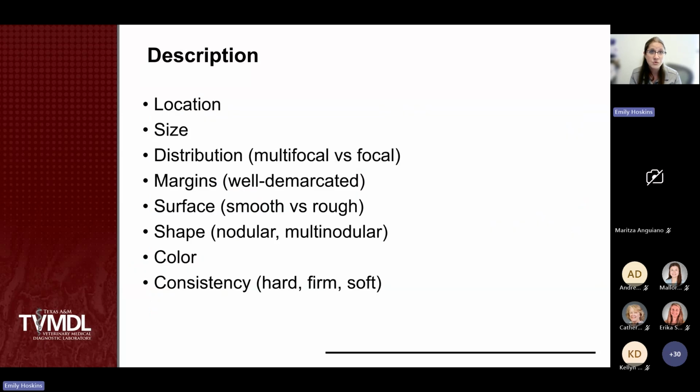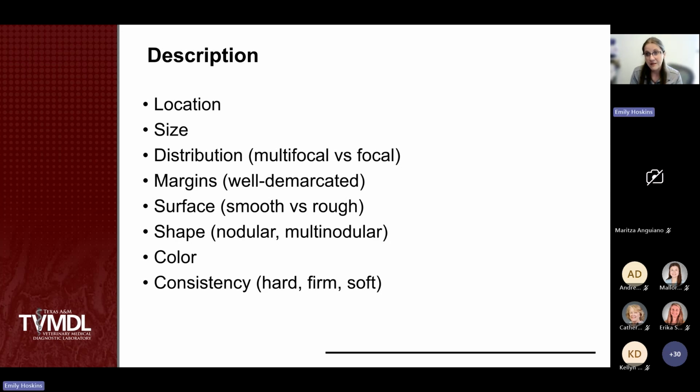And so a true description is going to be a purely objective description of what you are seeing on necropsy. So it's going to use things like location, size, distribution. Is it multifocal versus focal? The margins, is it well demarcated, poorly demarcated? The surface, is it smooth versus rough? The shape, nodular, multinodular, color, and consistency. The idea is that somebody who is not medically trained at all should be able to read the description and be able to picture exactly what you saw at necropsy.